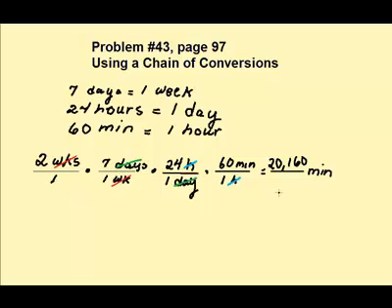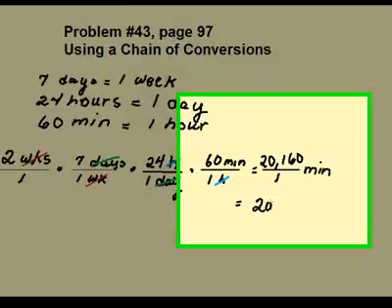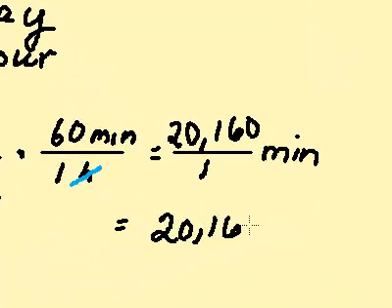And then if I multiply all my 1's together, obviously 1 times 1 times 1 times 1 is 1. 20,160 divided by 1 is just 20,160. I have my label that I need, and now I know that 2 weeks is equivalent to 20,160 minutes.